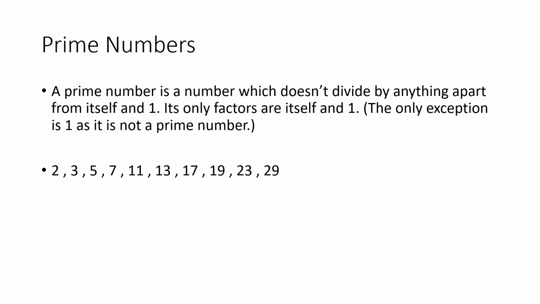Now, if we move on to prime numbers, a prime number is a number which doesn't divide by anything apart from itself and 1. Its only factors are itself and 1. The only exception is 1, as it is not a prime number, as it only has one factor, and that's 1 itself.